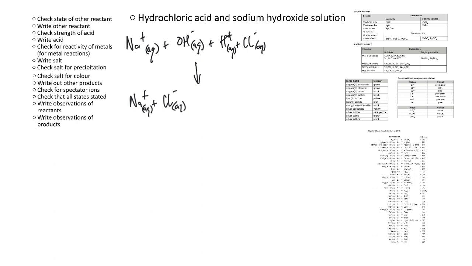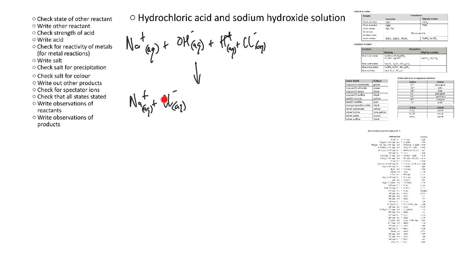Now we're going to check the salt for precipitation. For sodium chloride, we check over here. The chlorides are soluble, so therefore they stay as aqueous, they stay split apart. We're checking the salt for color, so we ask, what color is sodium chloride? It's not here, this is at the top of the page, and then we check over here. The sodium is not there, the chloride is not there, so therefore it is colorless.